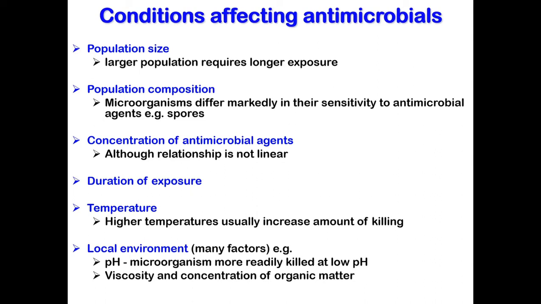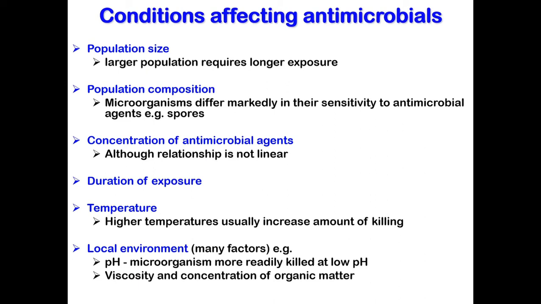So the next condition is the concentration of antimicrobial agent. So often, the more concentrated the antimicrobial agent is, the more rapidly microorganisms are destroyed. However, agent effectiveness is not usually directly related to concentration, so the relationship is not linear. And it is not always the case that the more concentrated the agent, the more rapid the killing is. For example, ethanol is more effective at a lower concentration of 70% than 95%. And this is because the activity of the ethanol is enhanced by water.